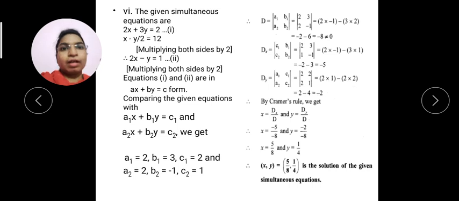Simplify the first equation, compare with the general form, note down the values of a1, a2, b1, b2, c1, c2. After writing the values of all these, use the determinant formula, calculate dx, dy. After getting the values of dx, dy, substitute in the formula to get the values of x and y. That is x is equal to dx upon d and y is equal to dy upon d. Then you will get the solution of the given simultaneous equations.